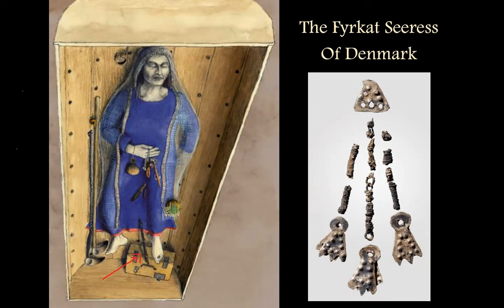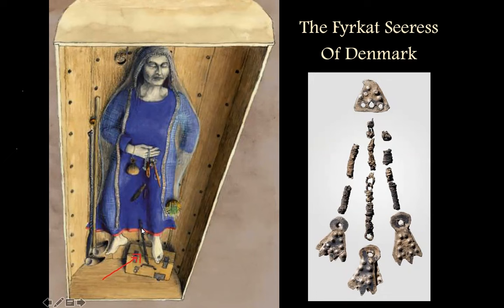So I'm going to show you two reconstructions here of the Fyrkat seeress from Denmark. This one shows her, there's a wooden staff, and there is this other thing. When archaeologists initially interpreted these staffs, they assumed that they must be meat cooking spits because, you know, women cook. And this is actually a meat cooking spit. So here is one, but here is her seidstafir that's there between her legs.